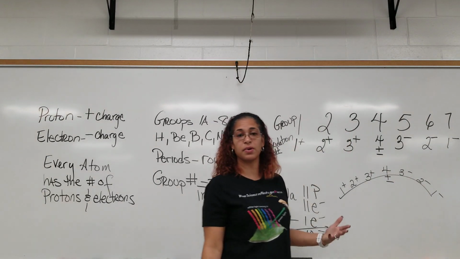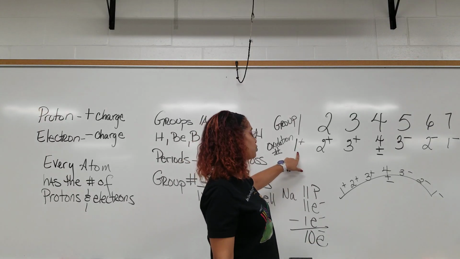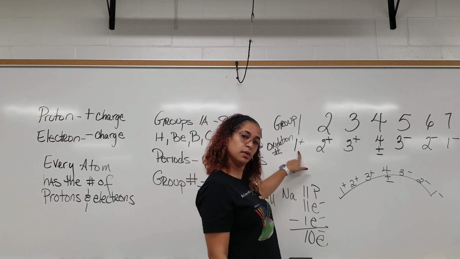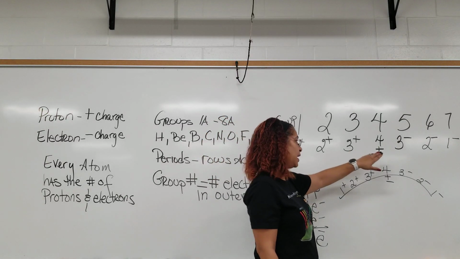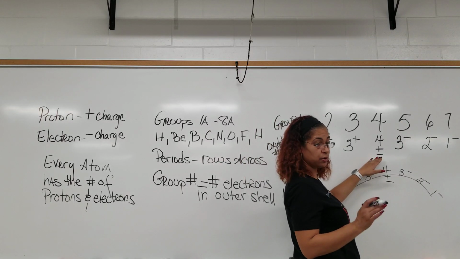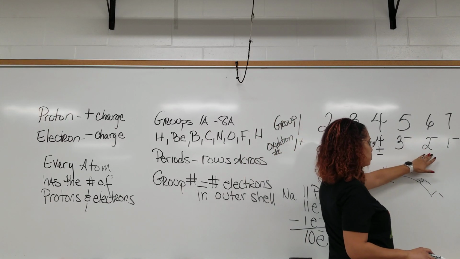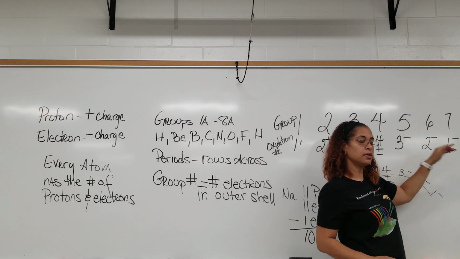If you look at the group numbers, again, the goal is to get to 8. It is easier to drop to get to 8. So you're going to drop 1, drop 2, or drop 3. Here, it's either gain or lose. You're going to gain 3, gain 2, or gain 1. Okay?